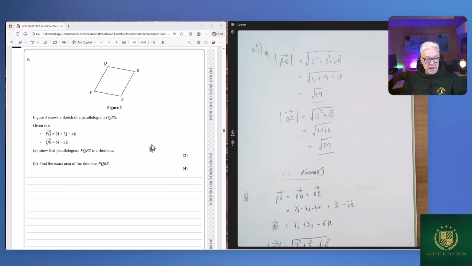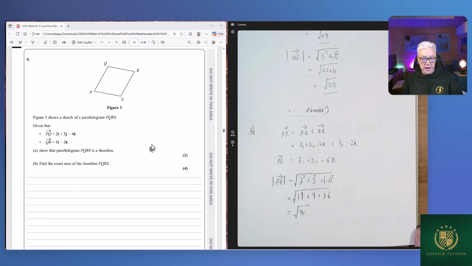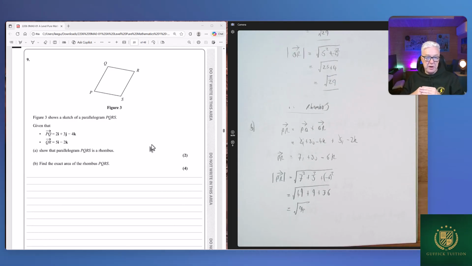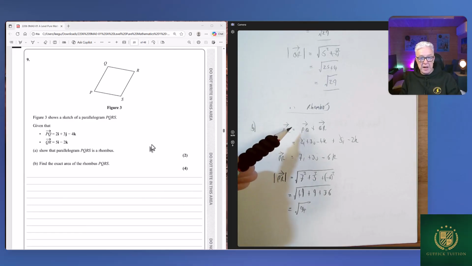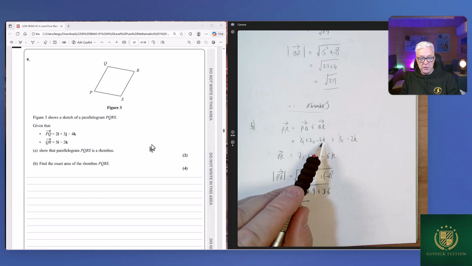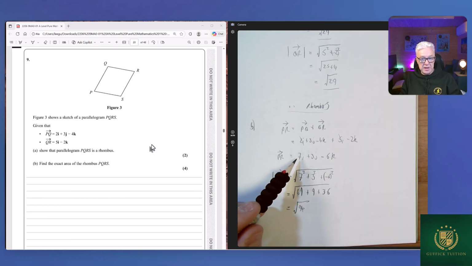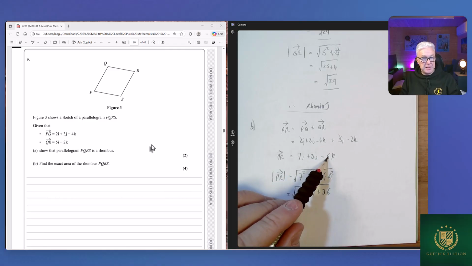Okay, now find the exact area of the rhombus PQRS. There's various ways to do this, but the method that I have chosen is I'm going to find out what PR is, and then I'm going to basically find the area of the triangle PQR and then double it. So PR going across the diagonal is equal to PQ add QR. So we just add 2i add 3j minus 4k add 5i minus 2k, which gives us that P to R is 7i add 3j minus 6k.